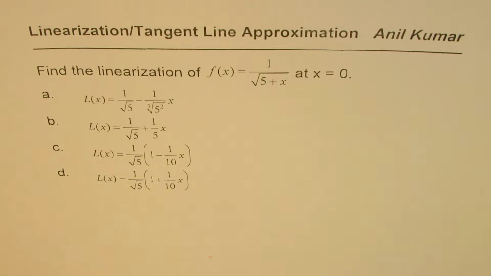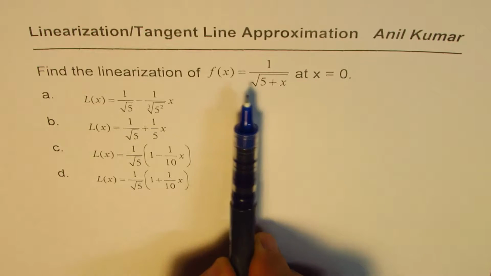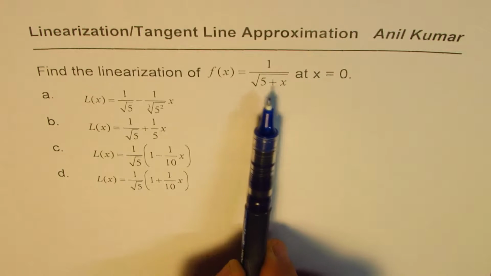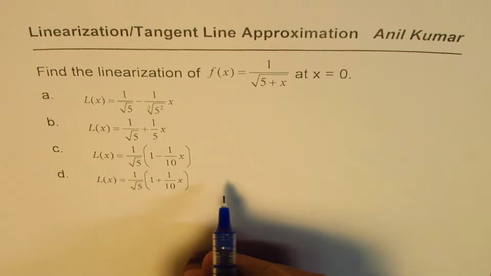The question here is, find the linearization L of x of f of x equals 1 over square root of 5 plus x at x equals 0. So we use the concept of tangent line.